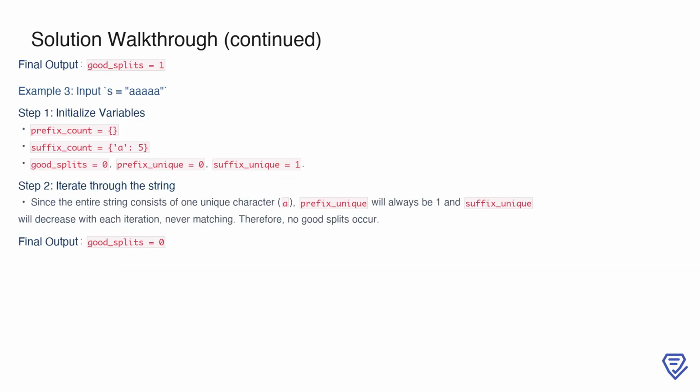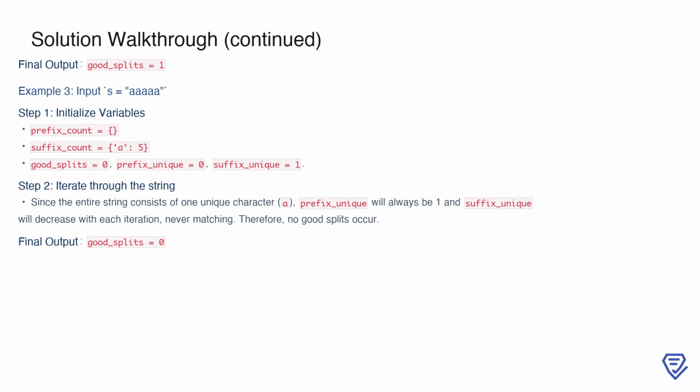Finally, let's examine a simpler case where the input string is s equals AAA. Here, we initialize prefix_count as an empty dictionary and suffix_count as a:3, since all characters in the string are a. We also initialize good_splits to 0, prefix_unique to 0, and suffix_unique to 1 because there's only one unique character in the suffix.